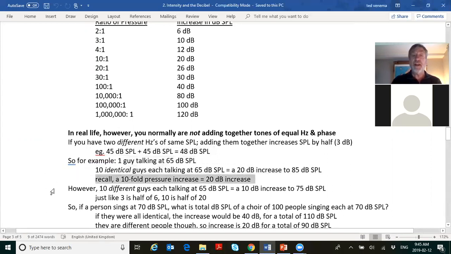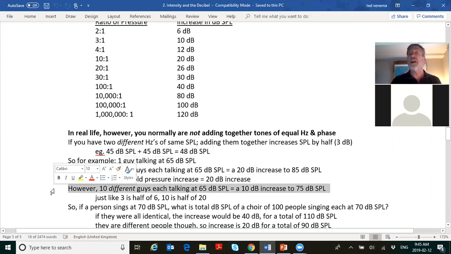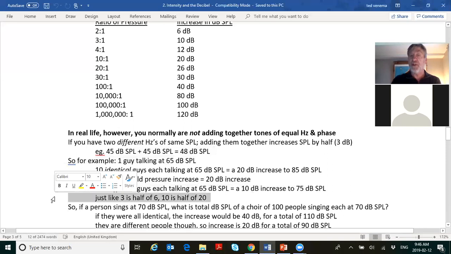However, 10 different guys each talking at 65 dB SPL would be a 10 dB increase to 75. Just like when you're doubling identical frequencies, you go up by 6. And if the two frequencies aren't identical, then adding them together you only go up by 3. Well, 3 is half of 6, 10 is half of 20, same thing.